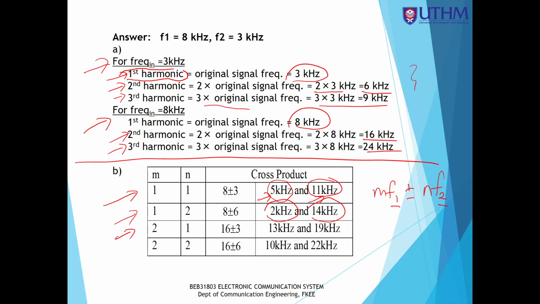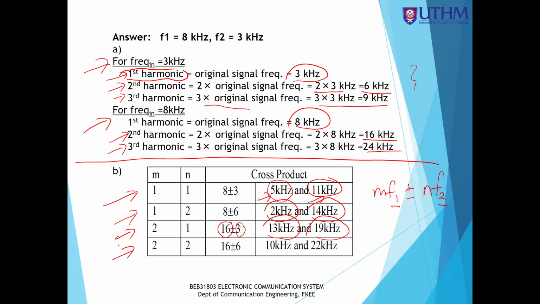And then when M is equal to 2 and N is equal to 1, so 2 times 8, we get 16 kilohertz. 1 multiplied with 3, we get 3 kilohertz. So 16 plus minus 3. So difference frequency, we get 13 kilohertz. Sum frequency, we get 19 kilohertz.